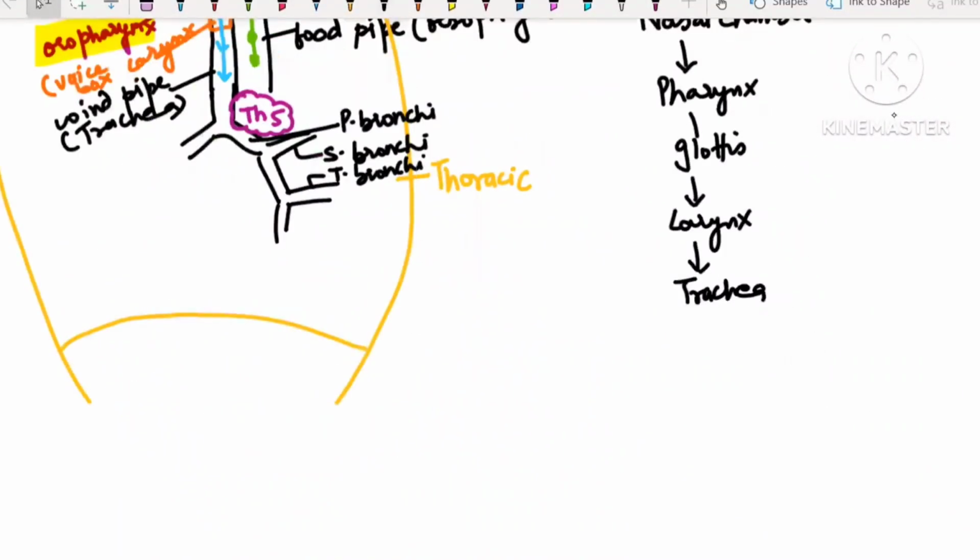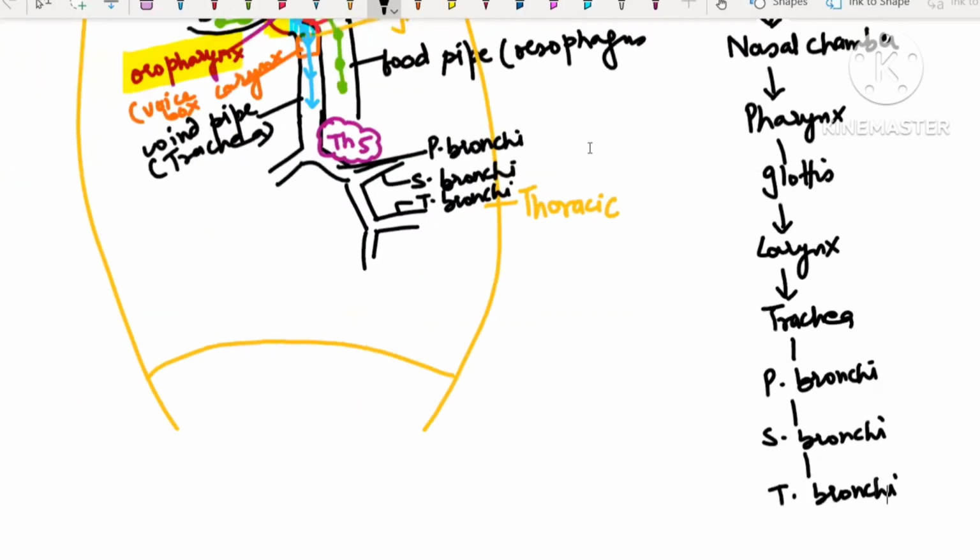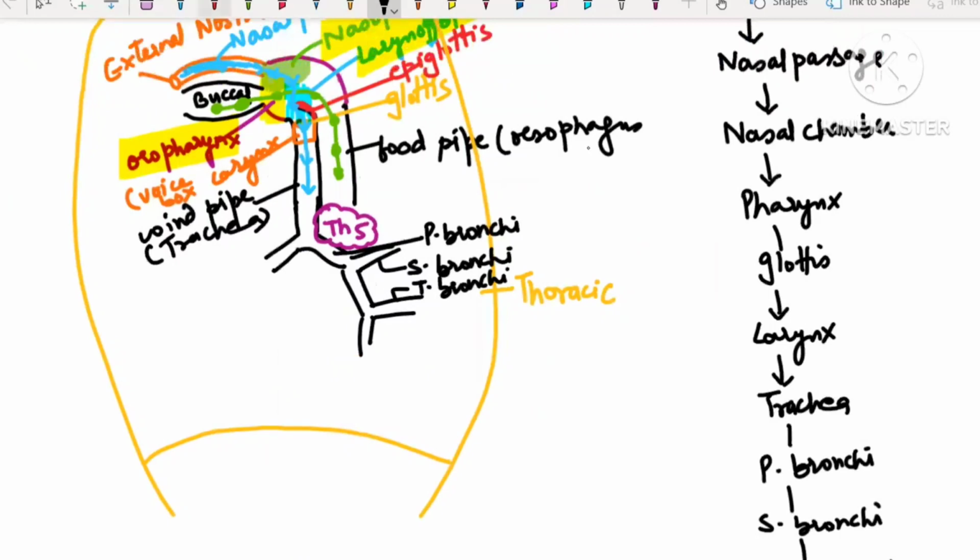I'm just writing it here. Trachea will divide into primary bronchi. Primary bronchi will branch to form secondary bronchi. And secondary bronchi will branch to form tertiary bronchi. So I think bronchi is clear up till here. Now this tertiary bronchi will further branch. Now you check the board carefully. It will further branch to form initial bronchiole. This is initial bronchiole.